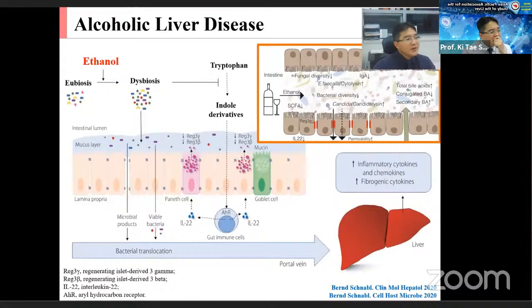Alcohol abuse causes intestinal dysbiosis and bacterial overgrowth. Certain gut bacteria can metabolize tryptophan into indole compounds that activate the aryl hydrocarbon receptor. Activated aryl hydrocarbon receptor induces the expression of interleukin-22 in lamina propria immune cells, which stimulates mucosal defense via the production of antimicrobial peptides, such as REG3-beta and REG3-gamma. Intestinal deficiency of REG3-beta and REG3-gamma increases bacterial translocation through the portal vein. In the liver, viable bacteria and microbial products induce hepatic inflammation, hepatocyte death, and fibrotic responses.